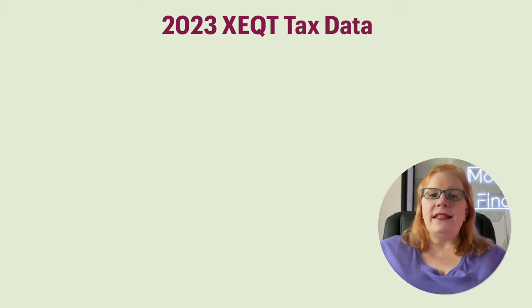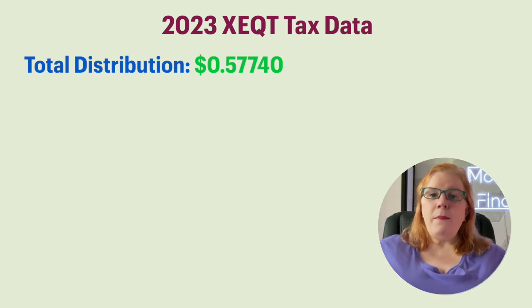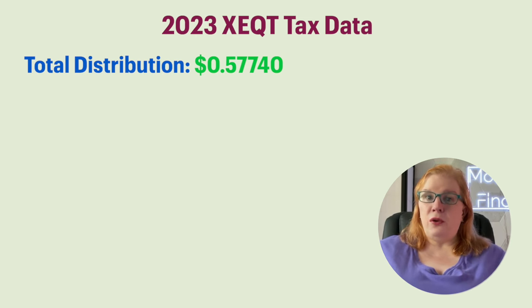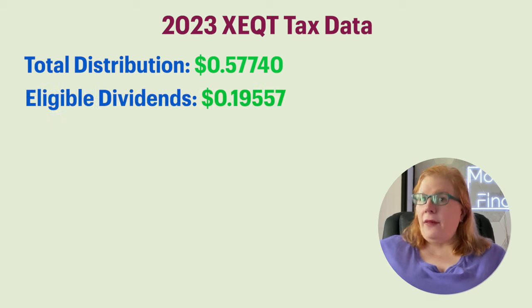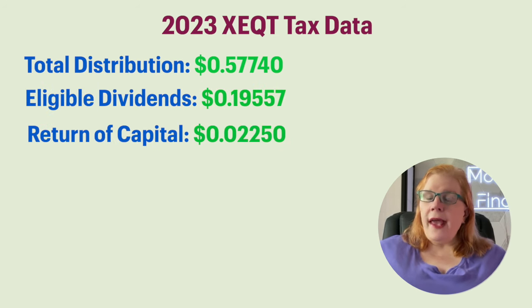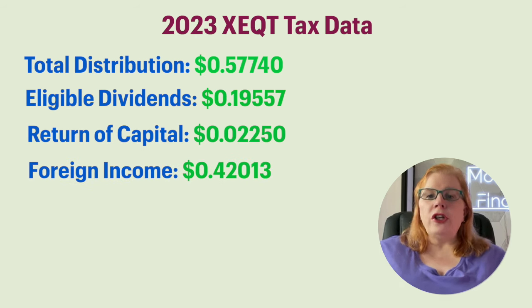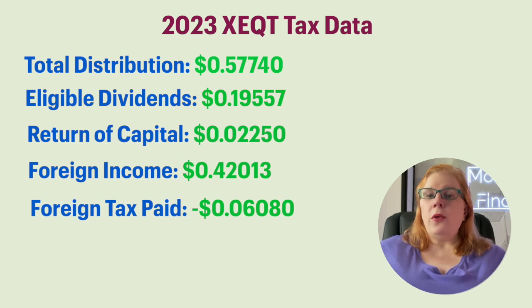Looking at this ETF, we have the following tax data for 2023. They paid out a total distribution of 57.740 cents. Of that, the eligible dividends were 19.557 cents. They had a return of capital of 2.25 cents, and their foreign income came in at 42.013 cents. They also paid withholding tax of 6.08 cents.